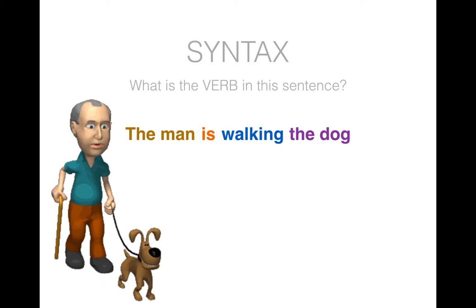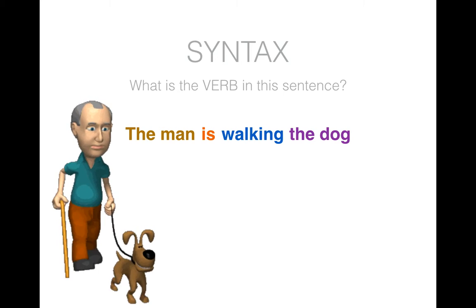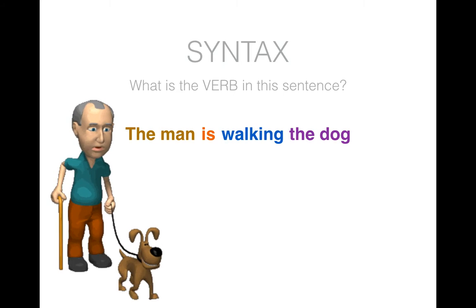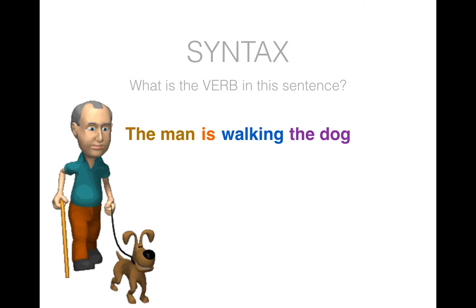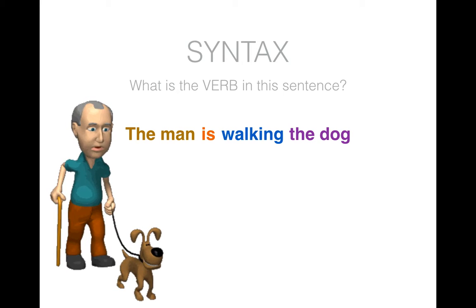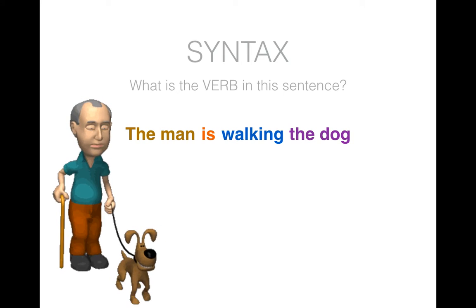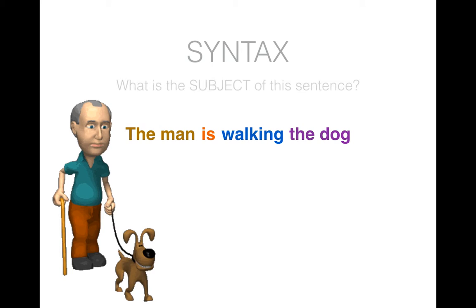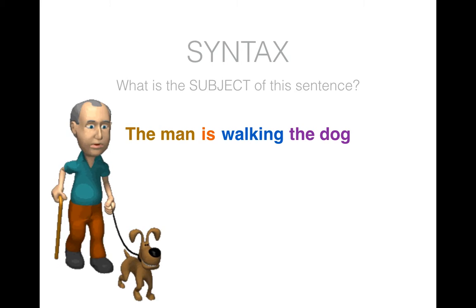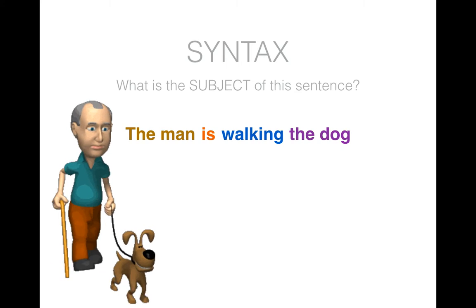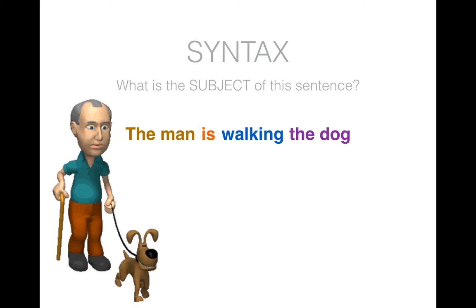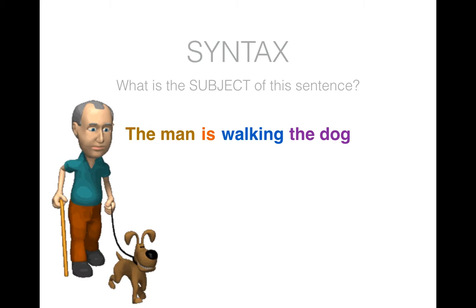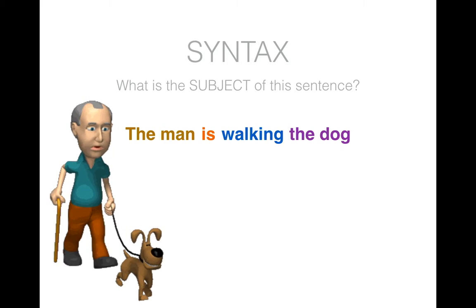Let's look at another sentence. The man is walking the dog. What is the verb or action in this sentence? Walking is the verb. What is the subject of this sentence? Who or what is doing the action? The man is the subject of this sentence.